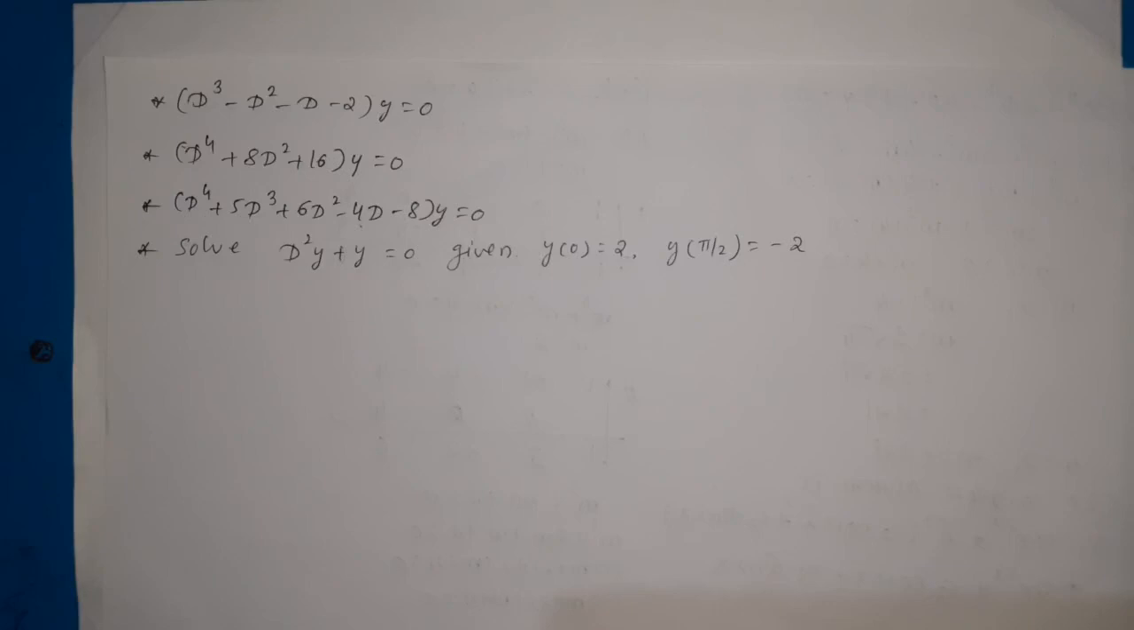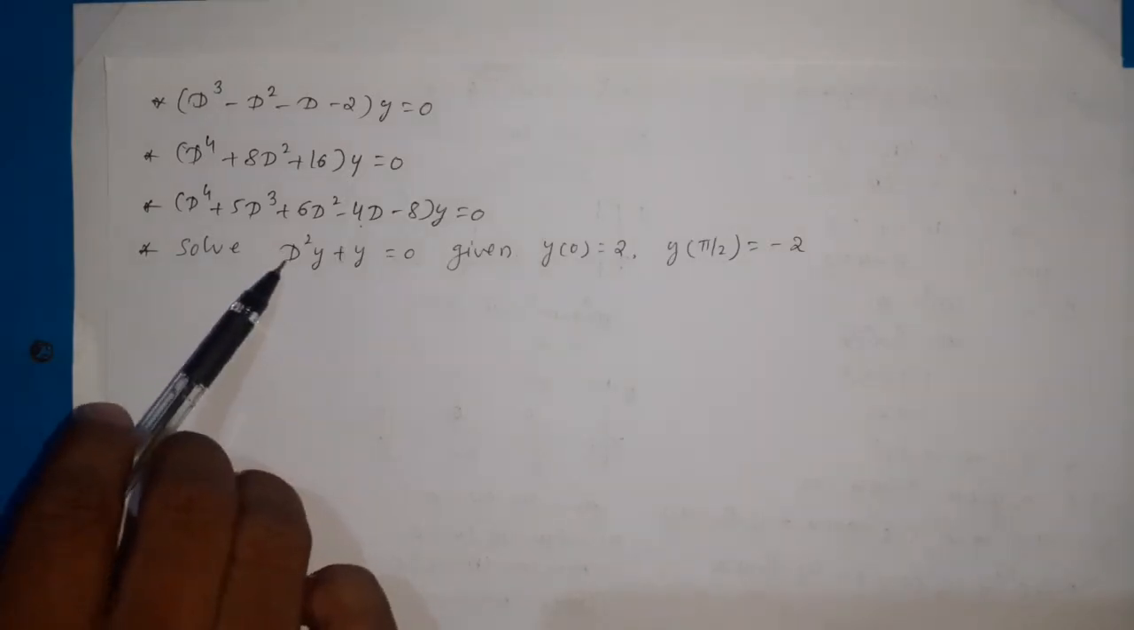Then d power 4 plus 5 d cube plus 6 d square minus 4d minus 8 into y is equal to 0, and solve d square y plus y equal to 0, given that y of 0 equal to 2 and y of pi by 2 is equal to minus 2. So the first 3 examples, they will give the general solutions, because there are no particular conditions for the arbitrary constants, but the last one is giving the particular solution.